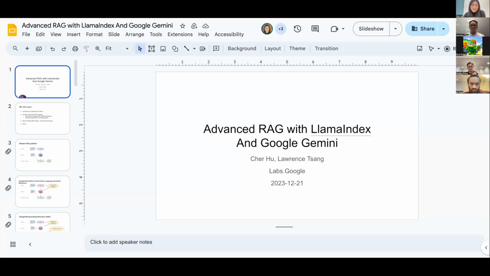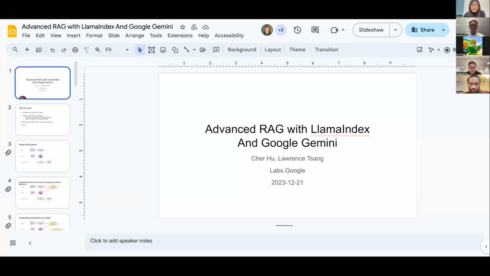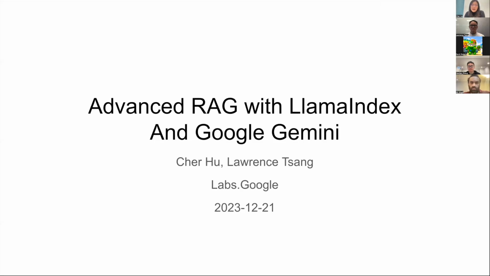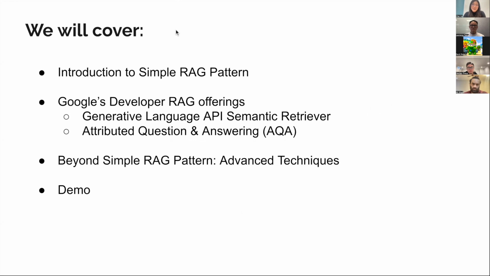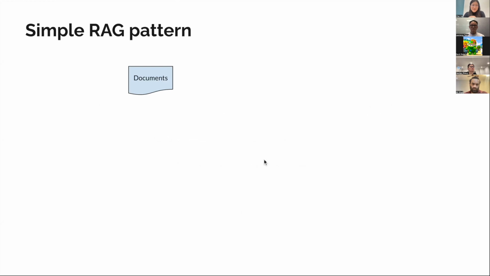Good morning, everyone. My name is Cher, and Lawrence and I are from Google Labs, and today we are going to present to you about advanced RAG with LlamaIndex and Google Gemini. This presentation will cover RAG use cases for both simple and advanced users. First, we will start with a short introduction to a simple RAG pattern for context setting, and then we will talk about Google's developer RAG offerings. Then beyond the simple RAG pattern, we will introduce a few advanced techniques that you can use to customize to your use cases and improve quality, and then we'll move on to a short demo.